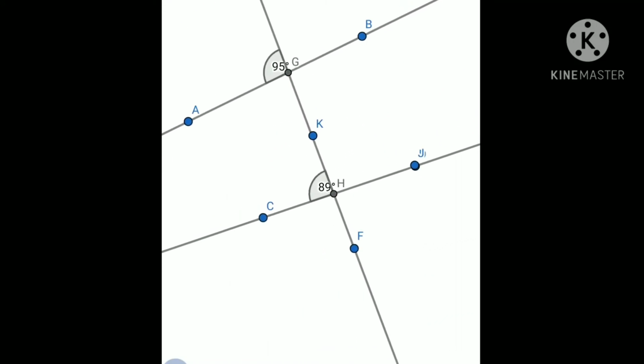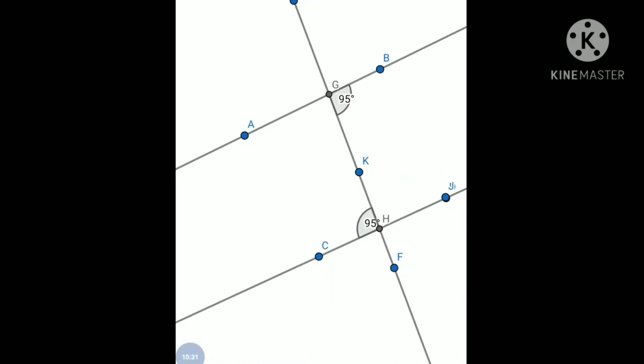See, now it is non-parallel. So this one we can change to 89, and it will become parallel. See the lines. Now I made the angles equal, and the lines are parallel. When we change the angle, the lines are not parallel. So from this activity, what do we learn? If two lines are parallel, its corresponding angles are equal.